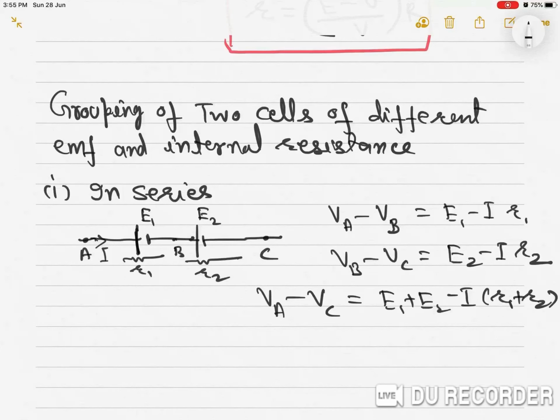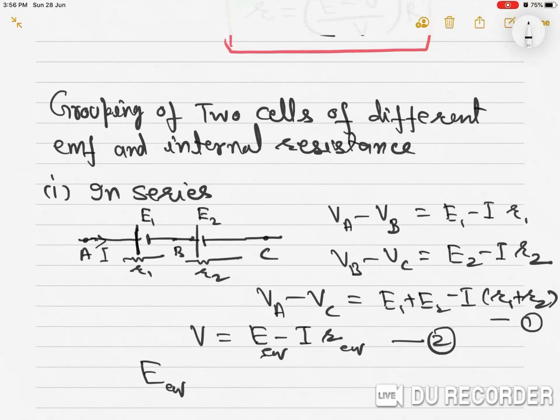So, let us write V is equal to E equivalent minus I r equivalent. By comparing equation 1 and equation 2, the equivalent EMF is equal to E1 plus E2, and the equivalent internal resistance is the sum of the internal resistances of the two cells.